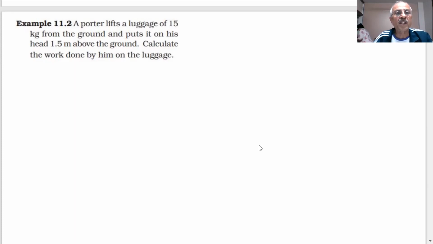A porter lifts a luggage of 15 kilogram from the ground and puts it on his head, 1.5 meter above. Calculate the work done by him.